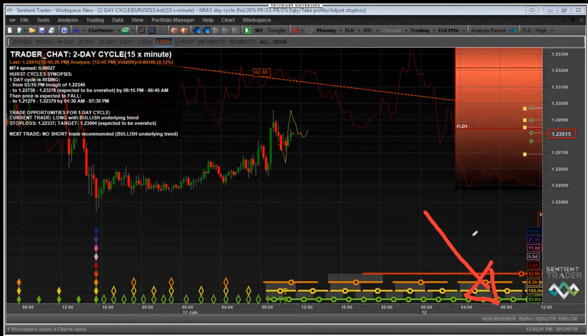Trader Chat is the name of this workspace. 2-day cycle, that's the name of the chart. 15-minute, which means it's a 15-minute bar chart. So now you know where that alert came from. It came from our Trader Chat workspace, the 2-day cycle, 15-minute bars.